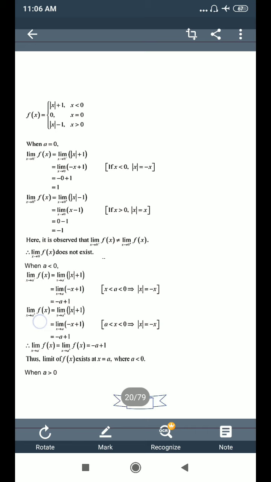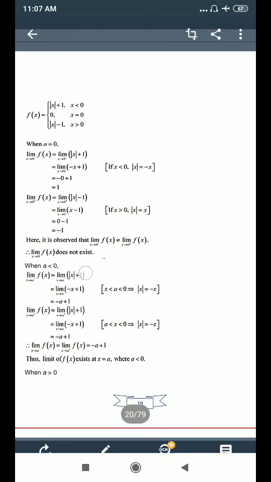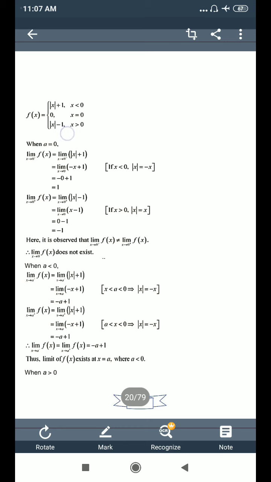Now we'll calculate the right hand limit, a plus. Then also you have to use this as a function. Same function we'll take. Note it down, okay? For a less than 0, you have to take the same function. When we'll calculate for a greater than 0, we will take this function on both sides. So now modulus of x is again minus x only.